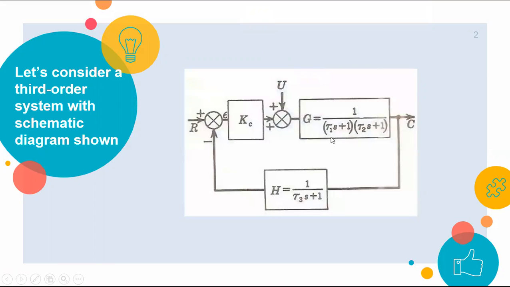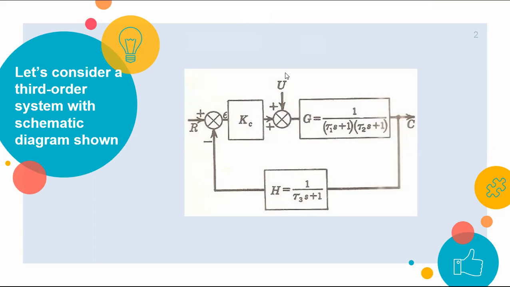and you have the transfer function of the process here. We could see that your process is a second order process because its transfer function is already second degree in the denominator for S. And this is the sensing instrument, which has the transfer function of a first order system also.